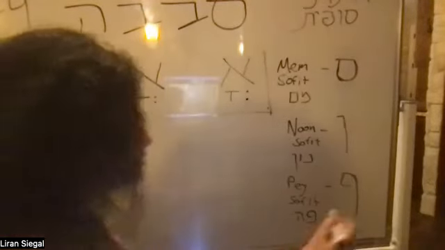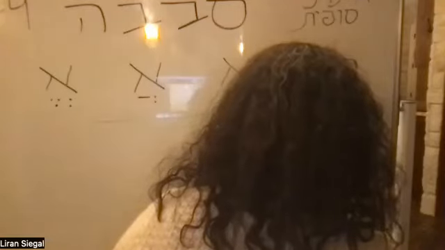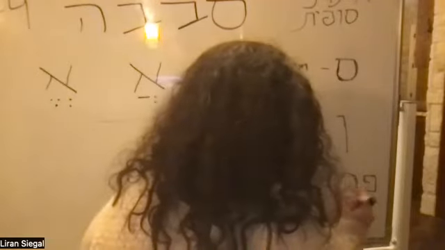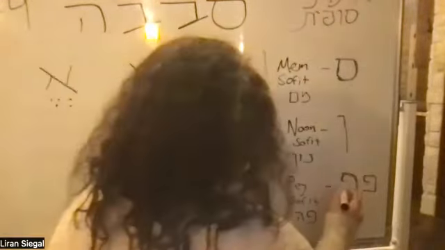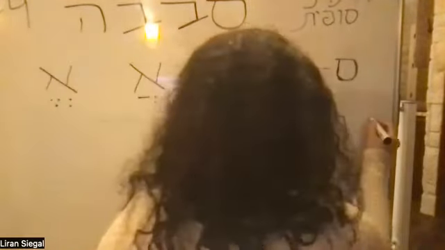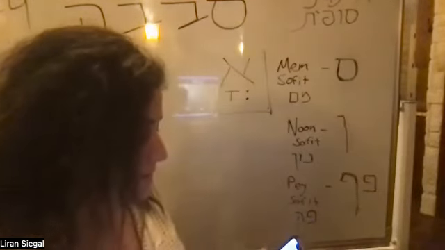A normal pay would be this size next to it. Is the nun sofit as long as the pay sofit? Yes, it's around the same. Okay, same size.